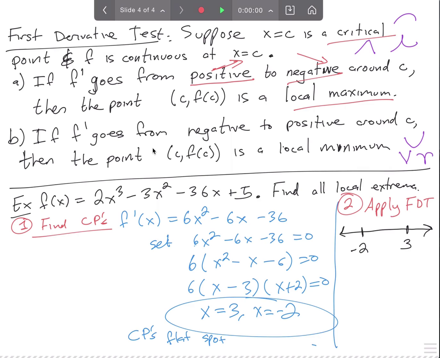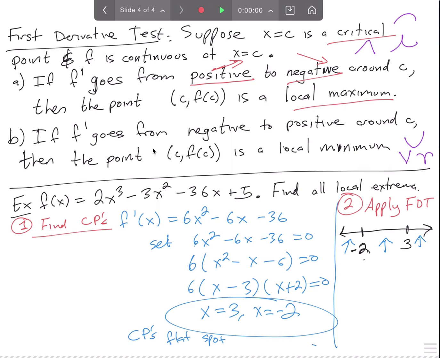So minus 2 and 3, those are my critical points. And to do the first derivative test, we basically need to know what sign the derivative is around the critical points, right? So how do I do that? Just plug in a test point. You're going to pick a test point in this interval, and that interval, and the third one. In this case, there's three. So what would be a good choice? What's a good test point? A number less than minus 2.